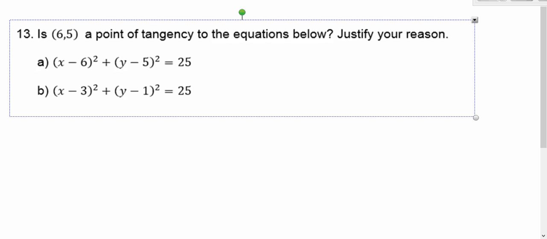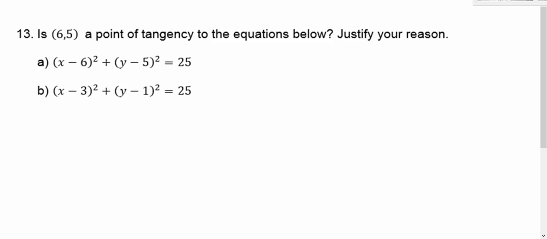Is 6, 5 a point of tangency to the equations below? A point of tangency is a point on the circle. So when you plug in x and y, 6 and 5, it just needs to be true. So when you plug in 6, you get 0 squared is 0. You plug in 5, you get 0 squared is 0. 0 does not equal 25. So no, that's not a point of tangency to that circle.